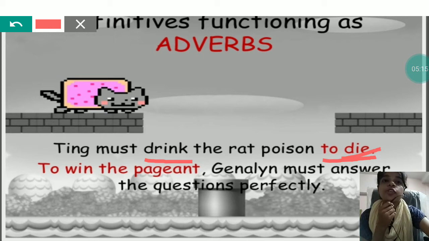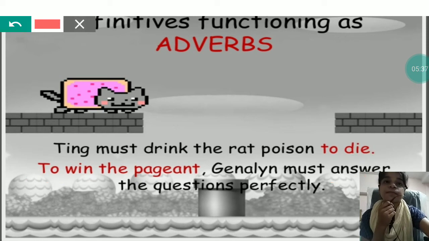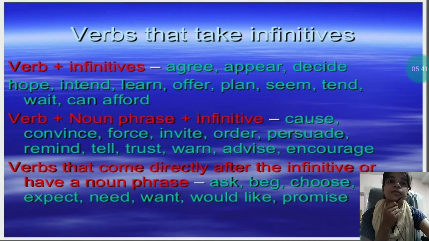Again, see, to win. It is in the infinitive form. Again, this one is a verb. Secondly, Kenelin must answer the question perfectly. So, win is modifying the verb answer, so it is doing the work of an adverb. That's why it is an infinitive. So these are the functions of adverbs.